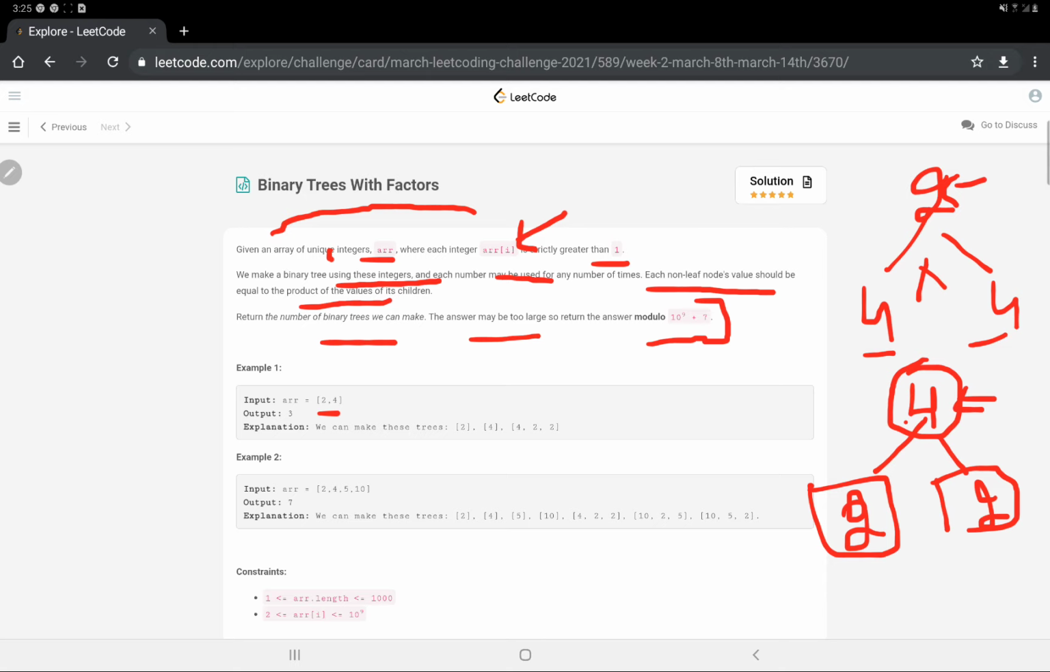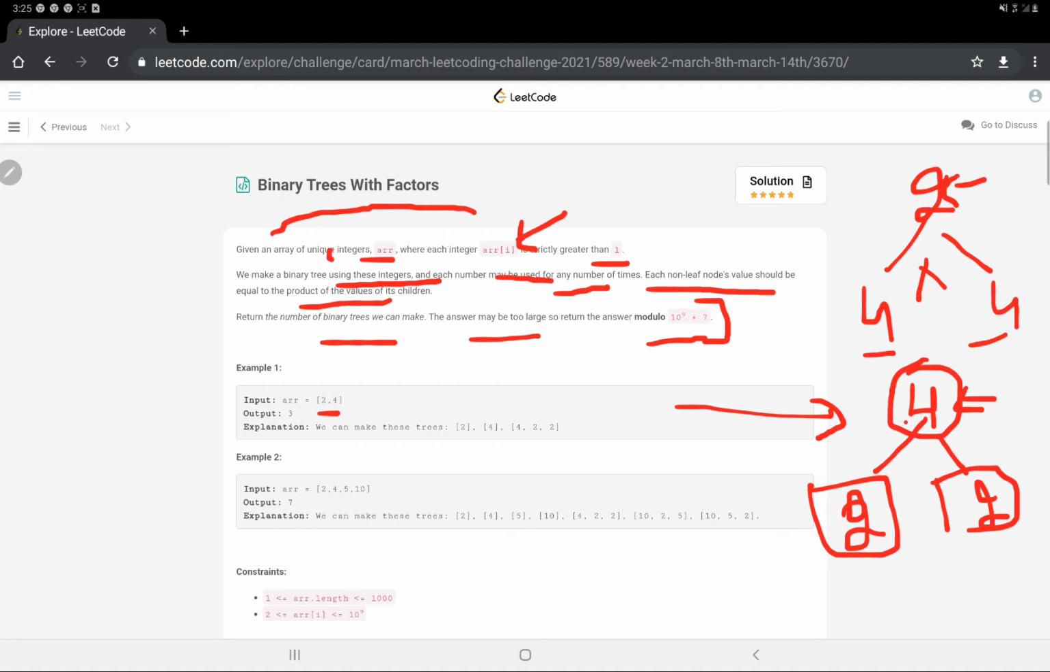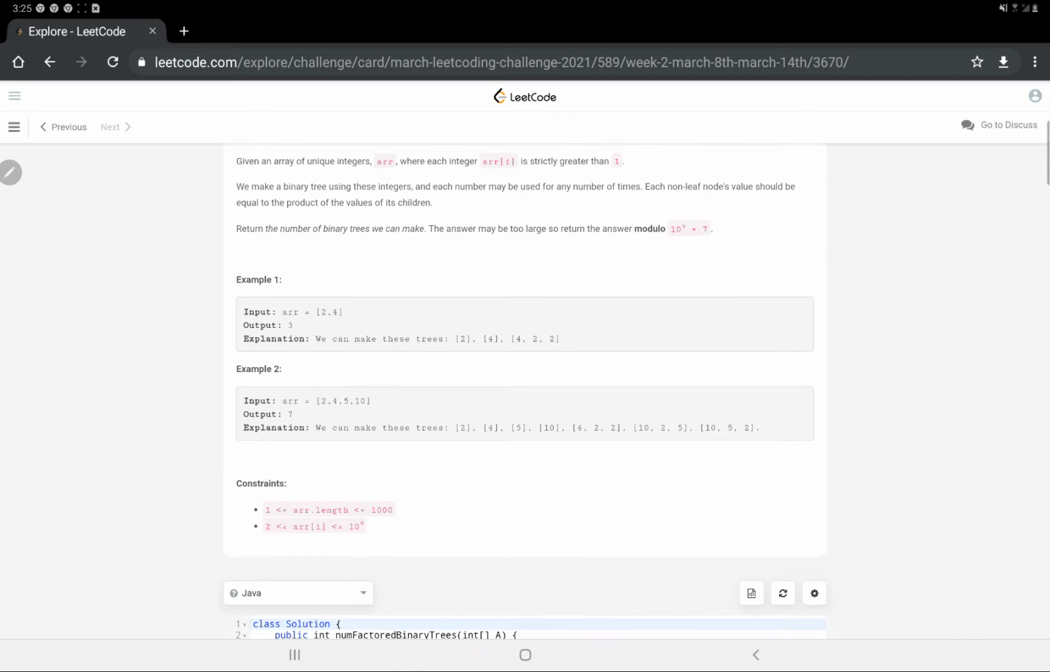So given this example 2, 4, as we can see here, we can make one tree like 4, 2, 2. And also these numbers can be used any number of times. There is no restriction that a number has to be used once, twice, or like that. All right, so in here also, as you can see, it returns 3 as 2, 4. The condition is on the non-leaf node, not on the leaf node, so we can consider a leaf node as one of the answers. All right, so this is the condition.